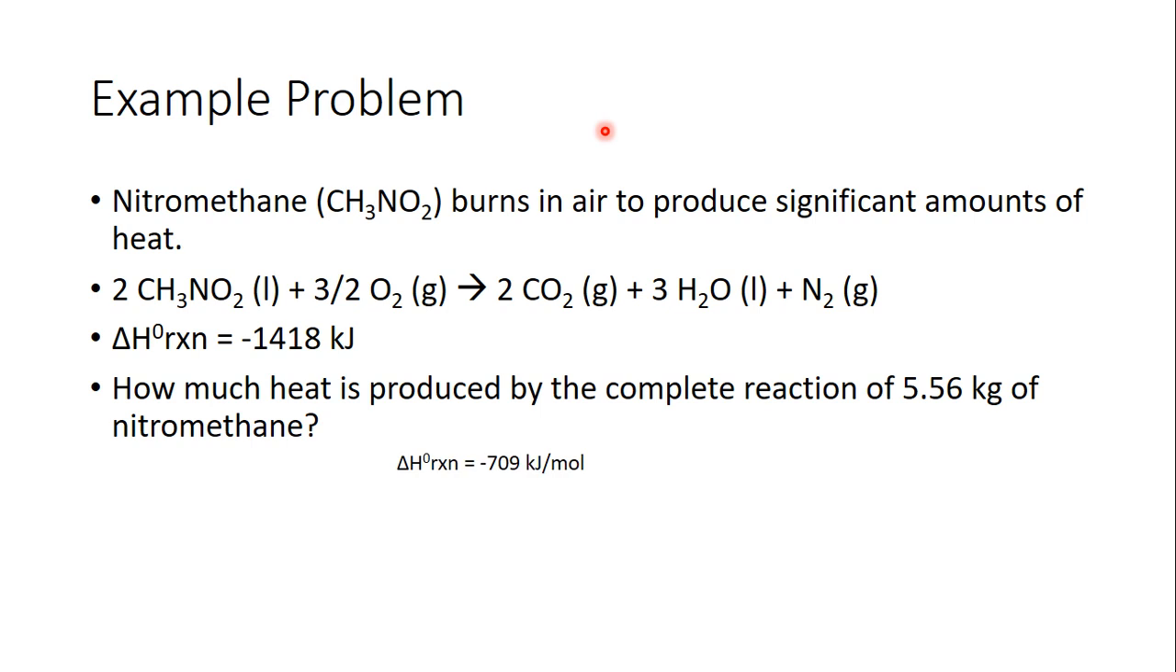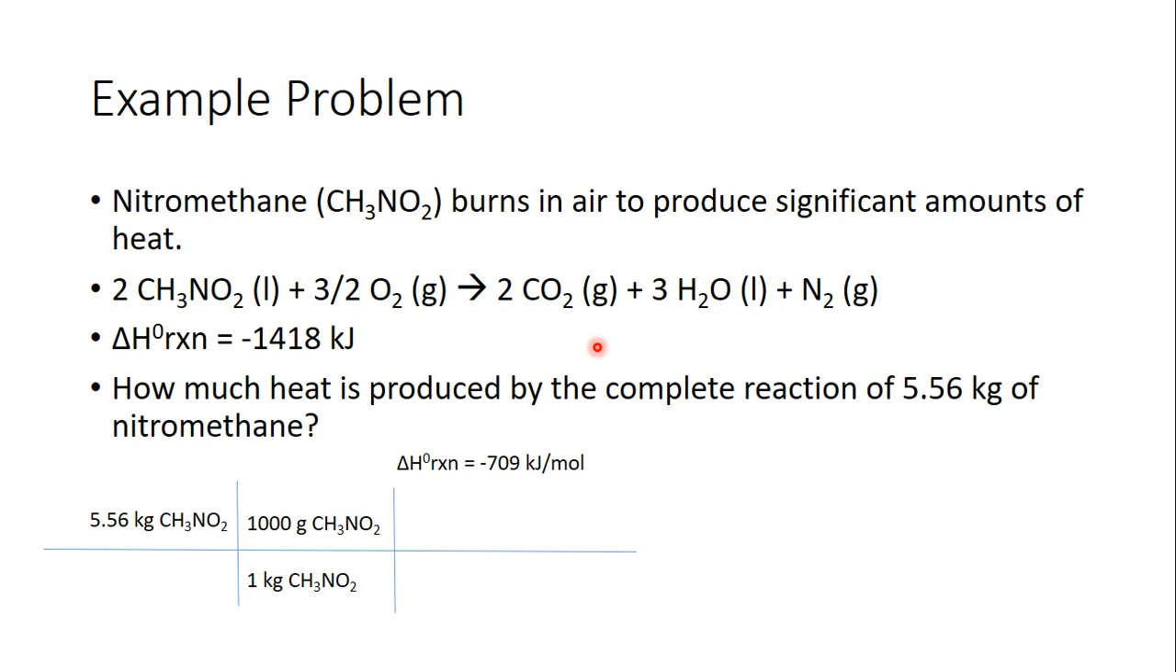So let's take a look at this. So delta H reaction for 1 mole of nitromethane is minus 709 kilojoules. Okay. So 5.56 kilograms of CH3NO2. 1 kilogram of CH3NO2 is 1,000 grams. And the molecular mass is 61.04 grams of CH3NO2. That's 1 mole of CH3NO2. 1 mole is minus 709 kilojoules. So that's why I have the delta H reaction here in kilojoules per mole.